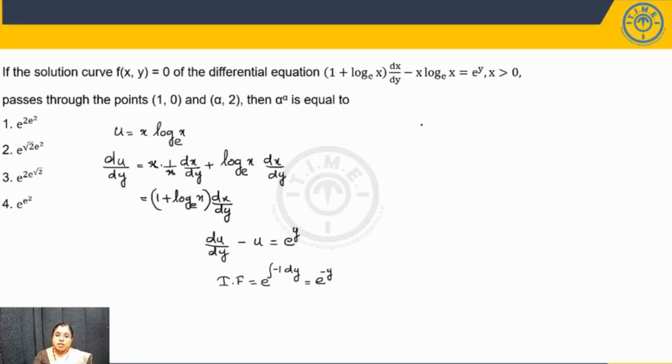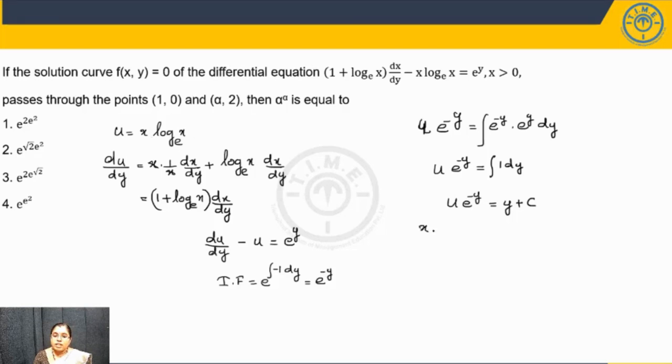So how will you write the solution? Usually we write y into the integrating factor, but here the variable that we have is u. So let's write u into e raised to minus y equal to integral of e raised to minus y into e raised to y dy. So we have u into e raised to minus y equal to integral 1 dy. What is integral 1 dy? It's y. So u into e raised to minus y equal to y plus c. Let's just replace what u is. U is x into log x to the base e.